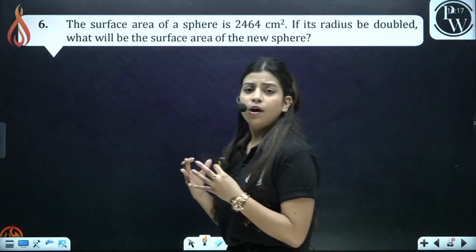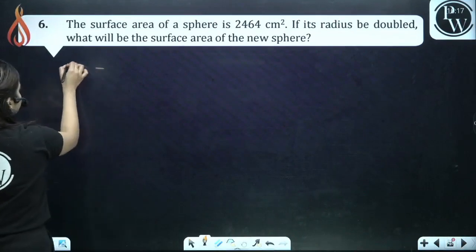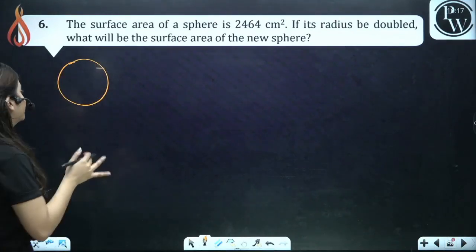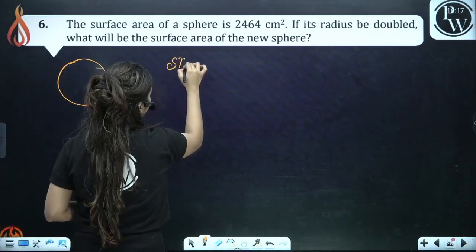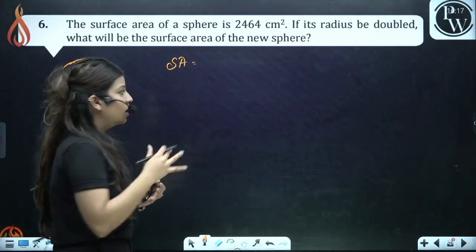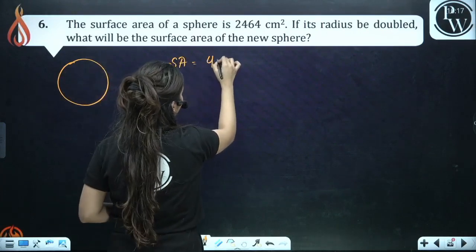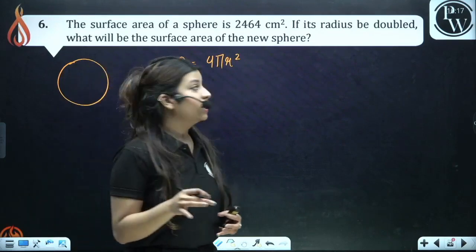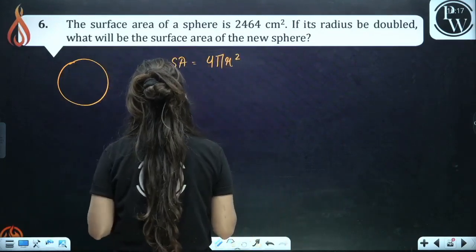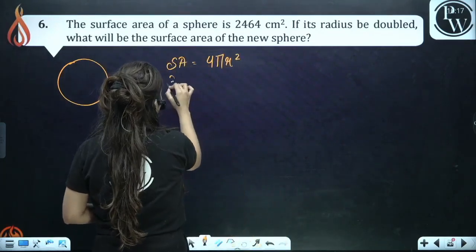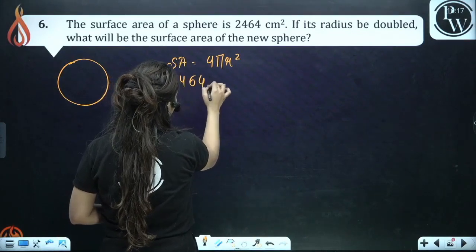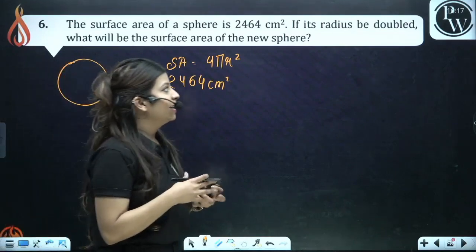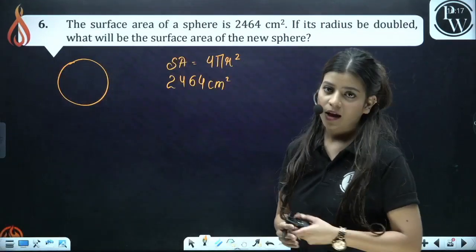That we have a sphere, right? So this is a sphere and the surface area of the sphere is 2464. And again, we know that the surface area, in the case of a sphere, is 4 pi r square. And this is given to us as 2464 centimeter square.